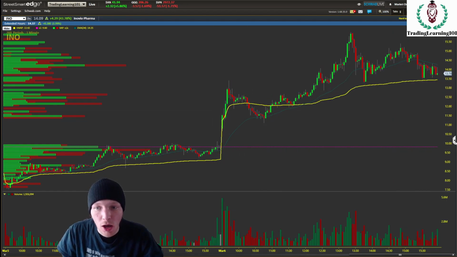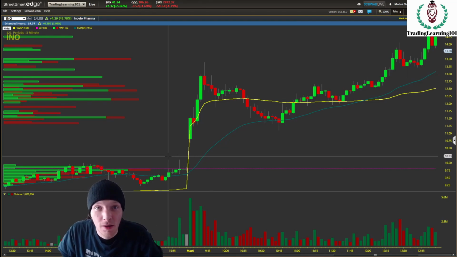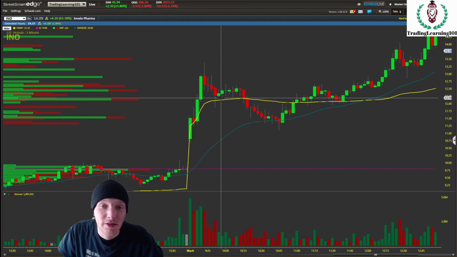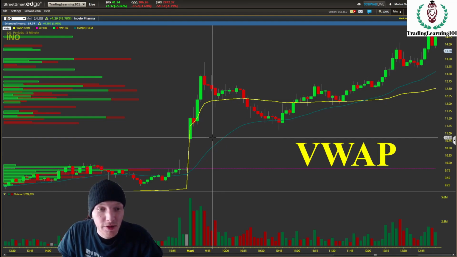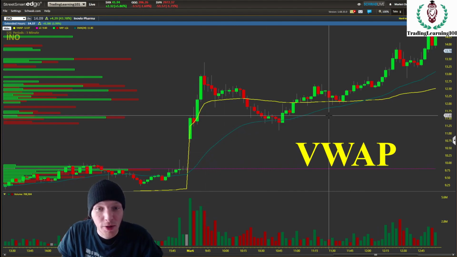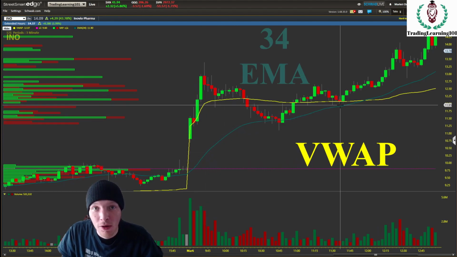Stock had this big up move. Alright, let me get this out of the way before I confuse you all. This yellow line is the VWAP, volume weighted average price. This bluish green line right here, that's the 34 EMA.